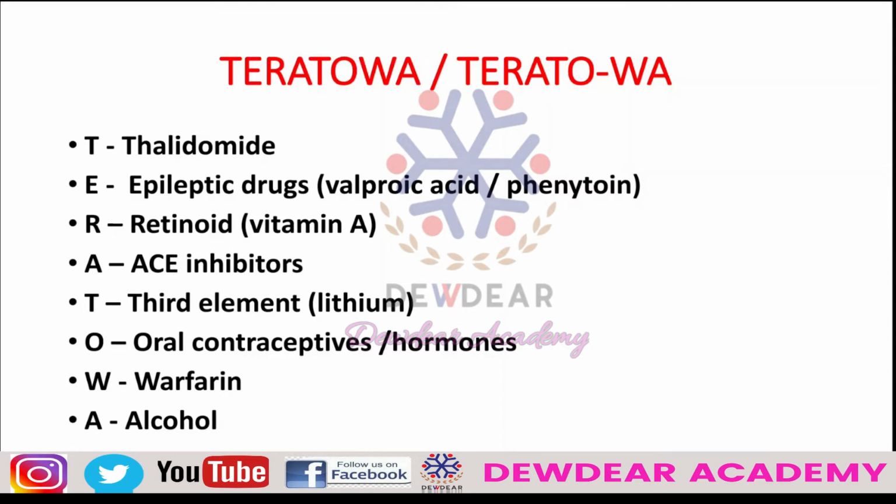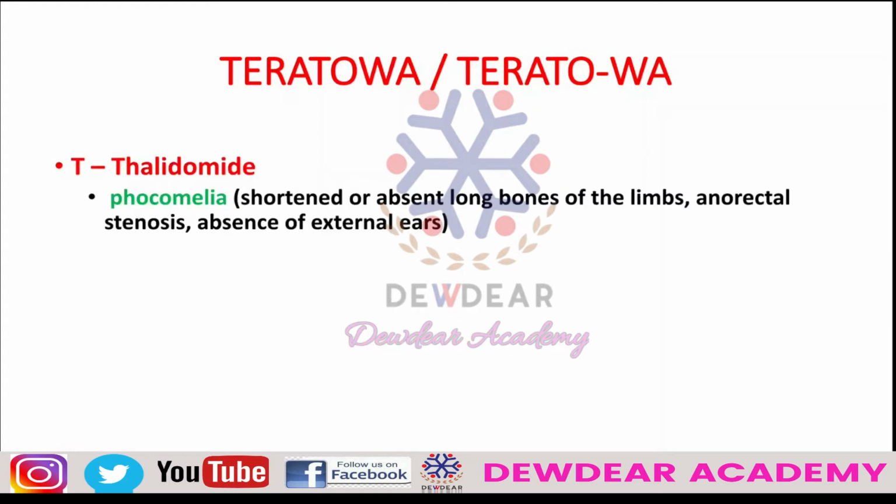Thalidomide, epileptic drugs like valproic acid and phenytoin, then retinoids or vitamin A, ACE inhibitors, lithium, then oral contraceptives or hormones, warfarin and alcohol. The mnemonic is TERATOVA. So now I am discussing each drug in detail. First one is thalidomide.